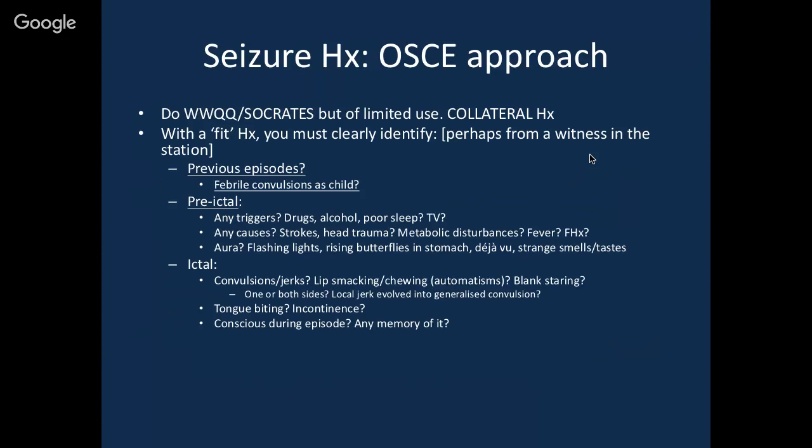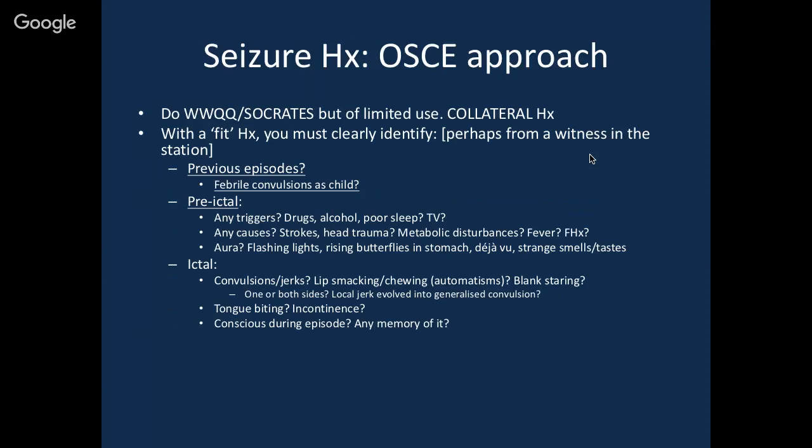If the patient did bite their tongue or was incontinent, is that pointing towards what? True seizure. It's very unlikely that anything else would give you those. Those are pretty good pointers to a true seizure. And then were they conscious during the episode? Was it a complex or a simple seizure? Do they have any memory of it?